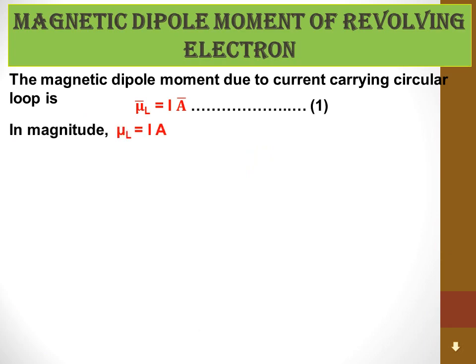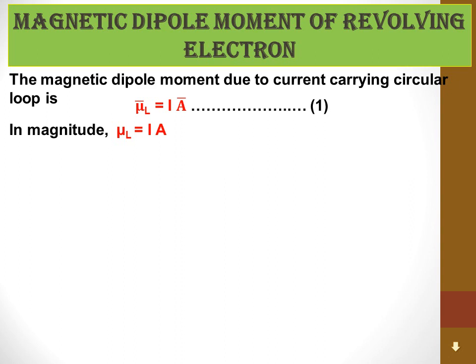First of all, the magnetic dipole moment of a revolving electron. Suppose an electron undergoes circular motion around the nucleus. If it goes around in circular motion, then the circulating electron in a loop is like current in a circular loop, since it flows as charges of current. The magnetic dipole moment due to the current carrying circular loop is mu L equals I into A vector. Let's take this as equation number 1.